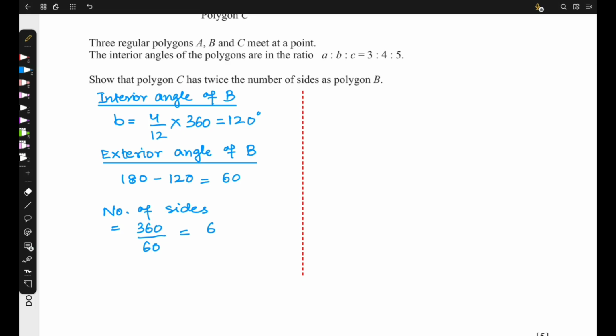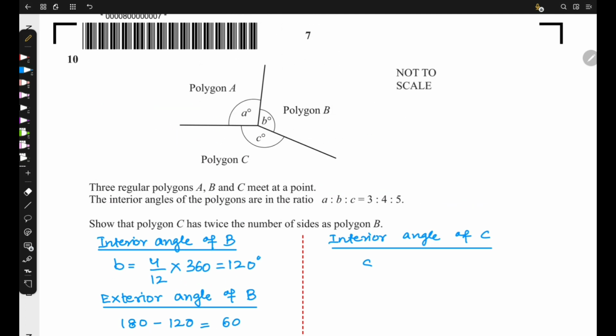Let's see how many sides are in polygon C. First of all, we are going to find the interior angle of C. The interior angle of C is small c. As you can see, the interior angle of C is small c.